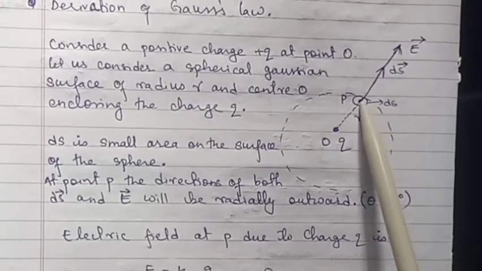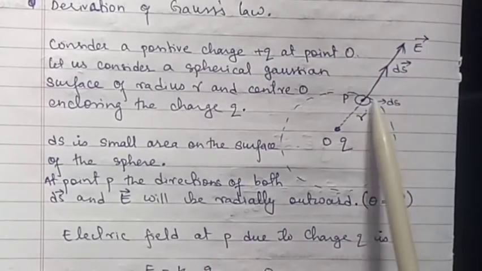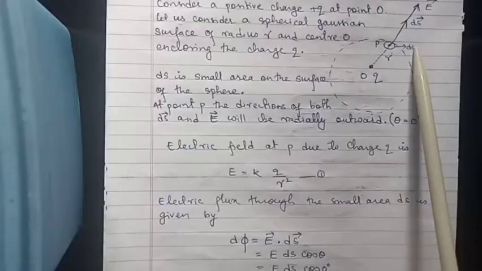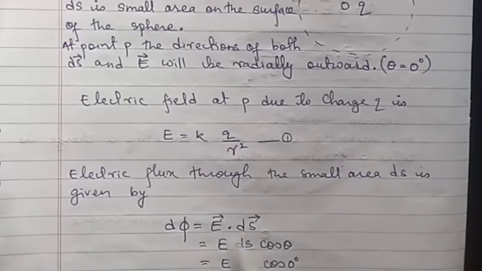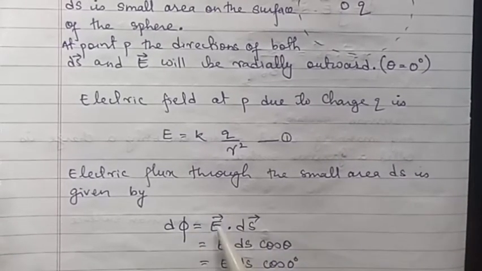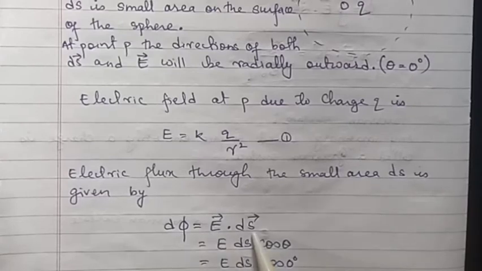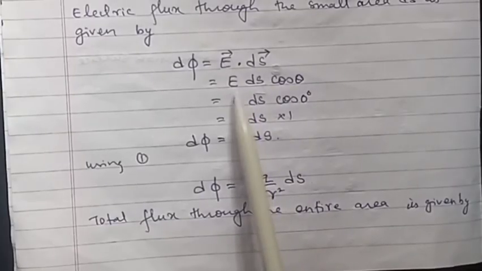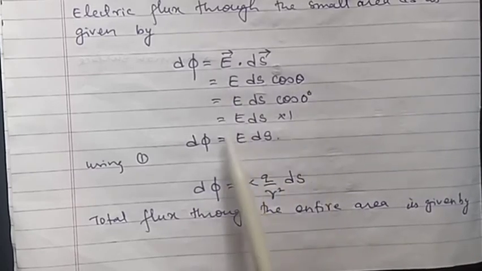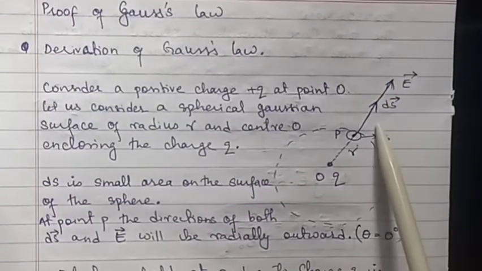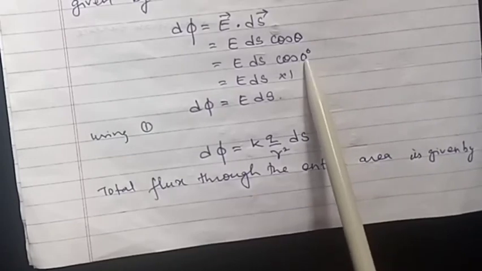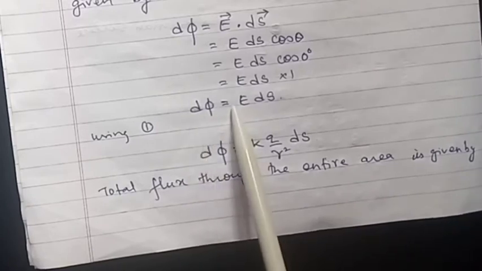Now we will find the flux through this surface. The flux through this small area ds will be given by d phi is equal to E dot ds, because flux is the dot product of electric field and area vector. This can be written as E ds cos theta, and we already know the direction of ds and E is the same here, so theta is 0 degree. Putting theta equal to 0 degree, cos 0 is 1. So the flux through this small area ds will be d phi is equal to E ds.